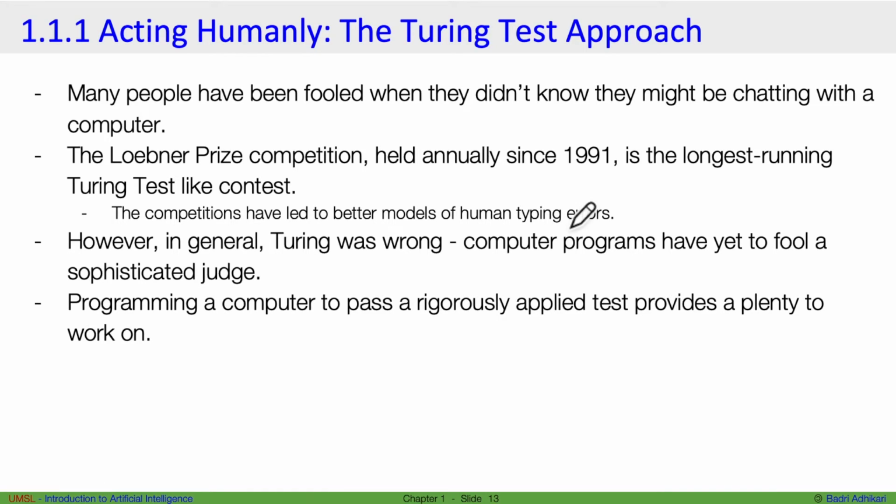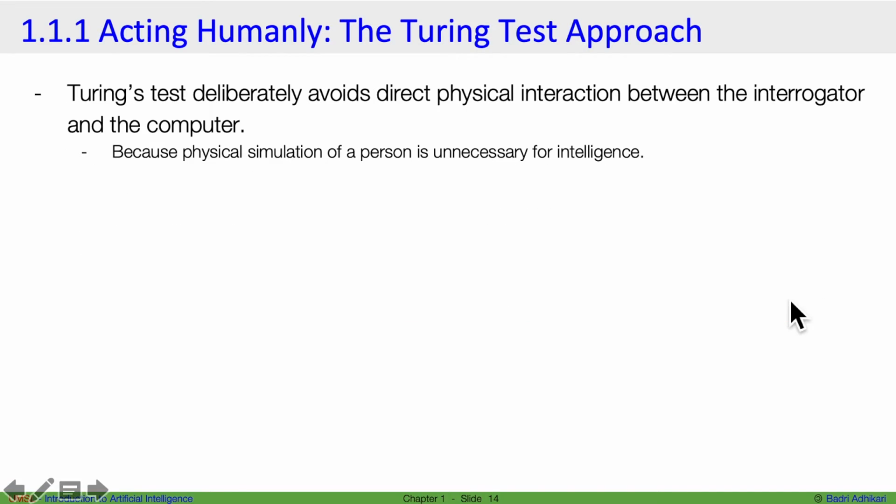So in general, Turing was wrong. Computer programs have yet to fool sophisticated judges, and programming a computer to pass a rigorously applied test provides plenty to work on. There are a lot of things we have to do to pass the Turing test.